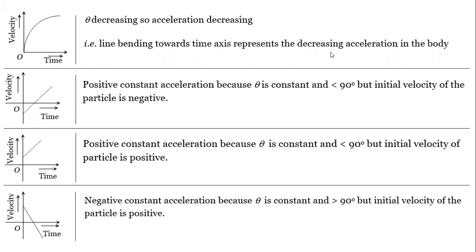No, Dhruv, the shape of the graph won't be a parabola because it is moving upward with a uniform retardation and coming down with a uniform acceleration. Then why will the graph be a parabola? The acceleration rate is uniform.